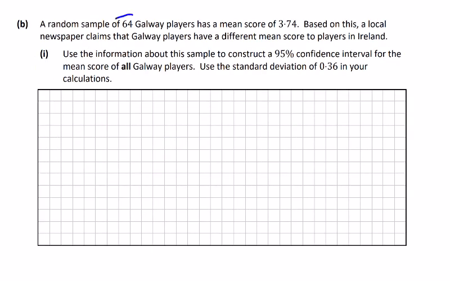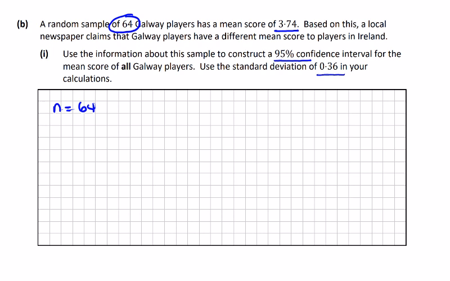In part B, we have a random sample, so we're bringing in n here. N is equal to 64. And these guys have a mean of 3.74. And we want a 95% confidence interval, and there's a hypothesis test in the next part, so we'll do it all together. So let's find the interval.